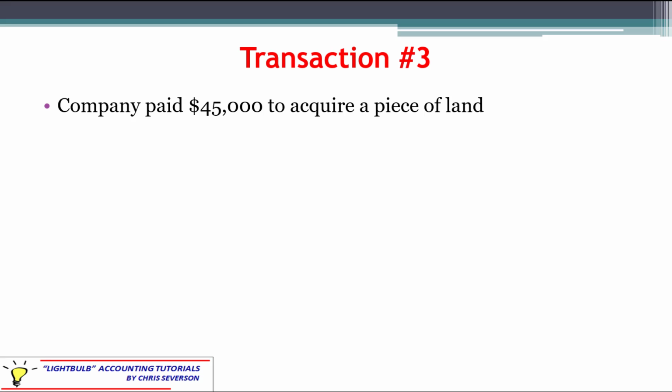Transaction number 3. The company paid $45,000 to acquire a piece of land. So now we're going to start to see our first situation here. The company has paid cash. They didn't specify cash, but they didn't specify anything else. So when you say paid, generally that's cash. They're paying cash. They now have a new asset, land.